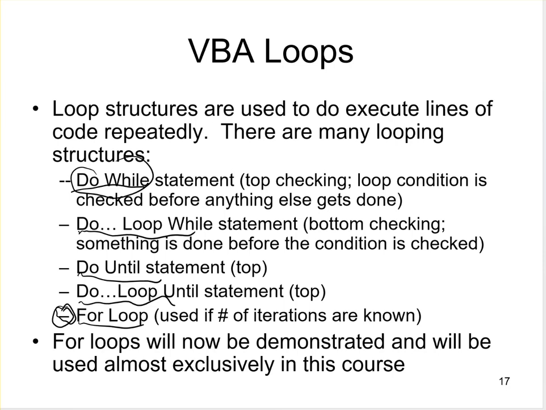For loops are used when you know exactly how many times you need to execute a statement. With do-whiles and do-untils, the number of iterations is not known until the program is executing, and I'll show you examples later in the course. But for now, let's just say that most of the time you know exactly how many times you need to execute a statement, and that's a for loop. So I'm going to show you for loops.